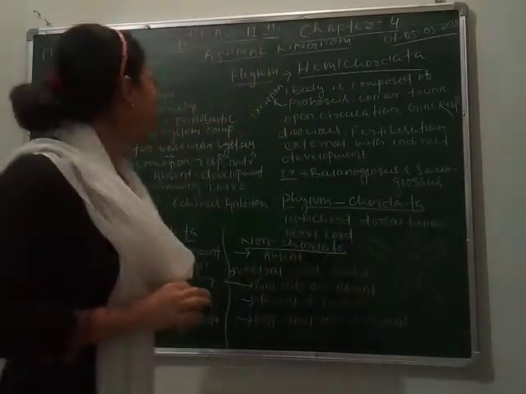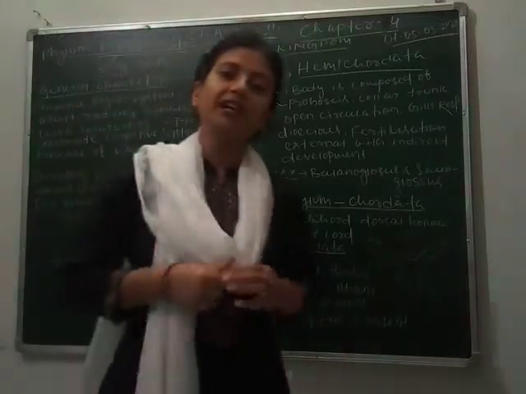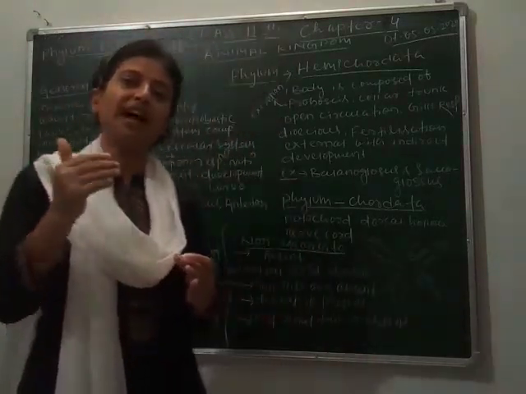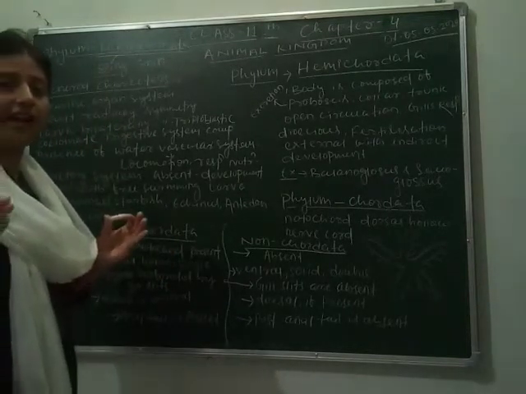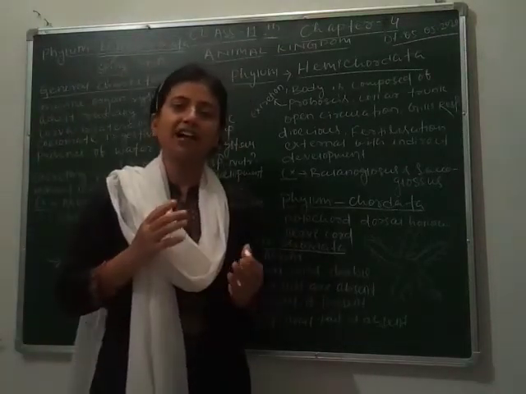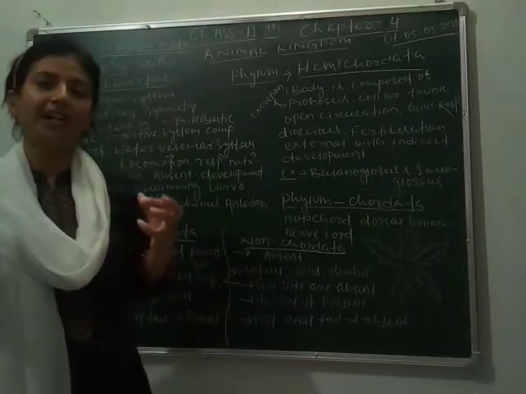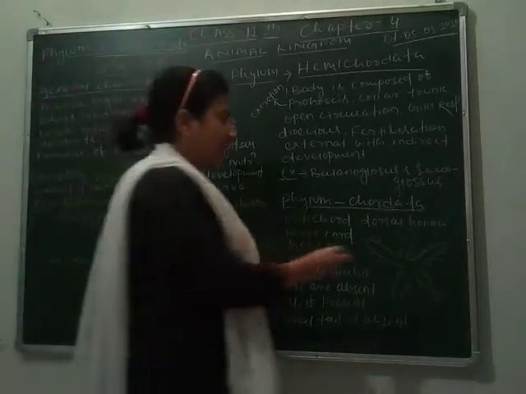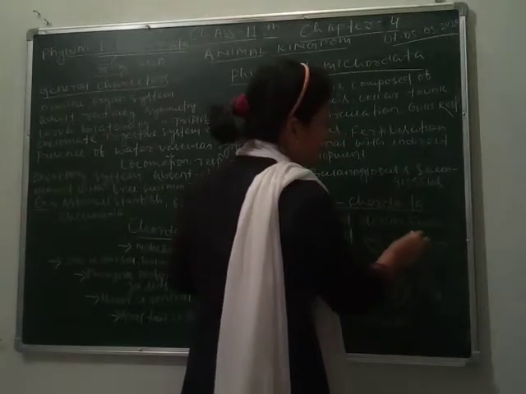Echinodermata means, the term echino means spiny and derma means skin. So in this phylum, those organisms are placed which have spiny skin, or we can say spiny body. You know about starfish. Starfish comes under this phylum as its body has many spines like this. This is starfish and its body has many spines.